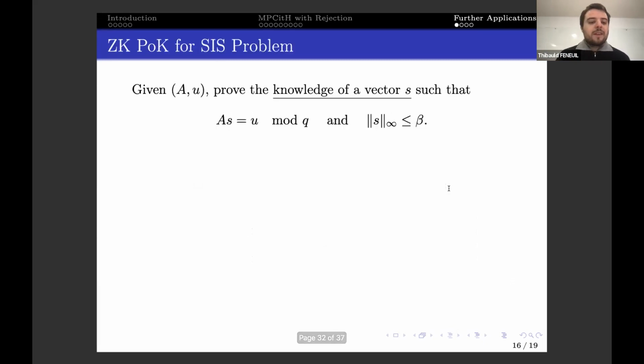The first one is to build a zero-knowledge proof of knowledge for the short integer solution problem. Given a matrix A and a vector U, the short integer solution problem consists of finding a vector S such that we have this linear relation and such that the infinity norm of S is less than some bound beta. Then, using exactly the same technique as before, we can build a zero-knowledge proof of knowledge for this problem.